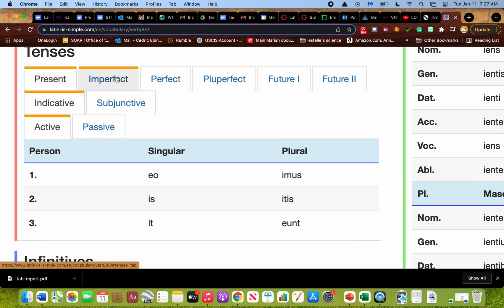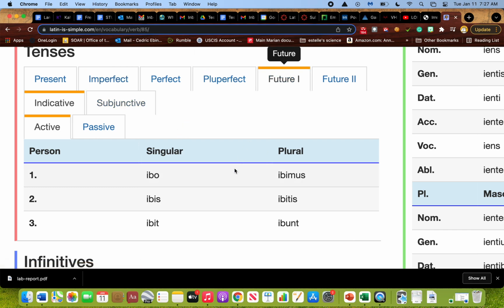Then the imperfect is really regular. Ibam, ibas, ibat, ibamus, ibatis, ibant. So it seems like we have a stem i, and then bam, bas, bat, bamus, batis, bant. That's what I used to. If you look at the future tense, ibo, ibis, ibit, ibimus, ibitis, ibunt, bo, bis, bit, bimus, bitis, bunt after the i. Interesting, but some kind of logic.